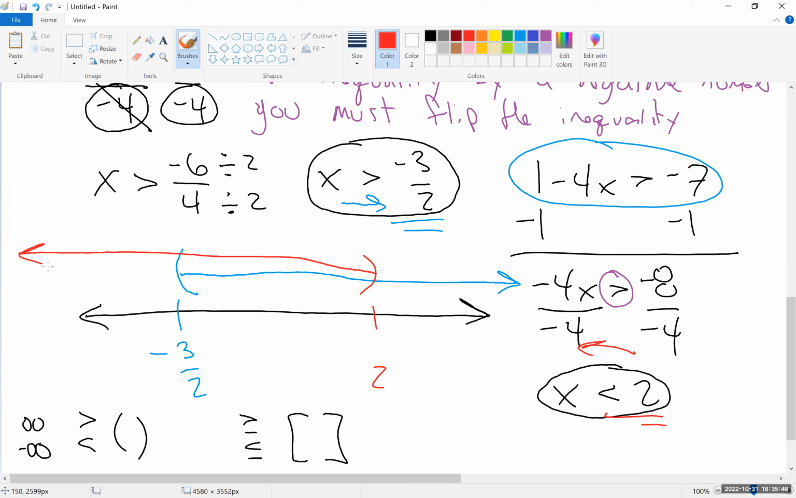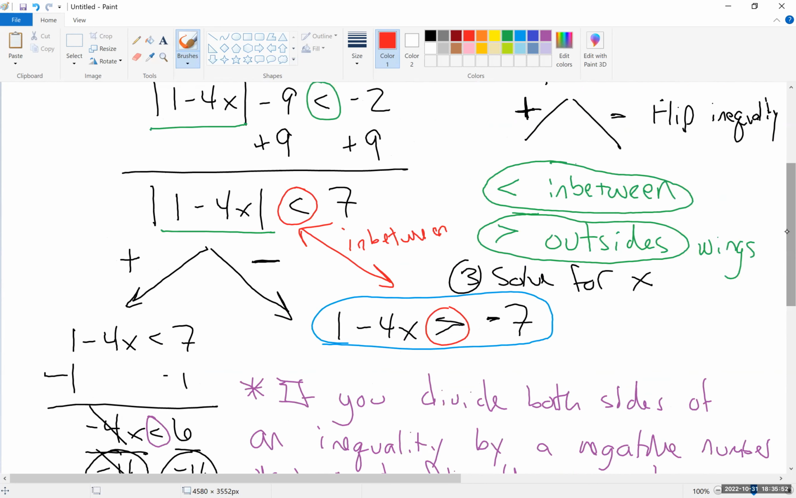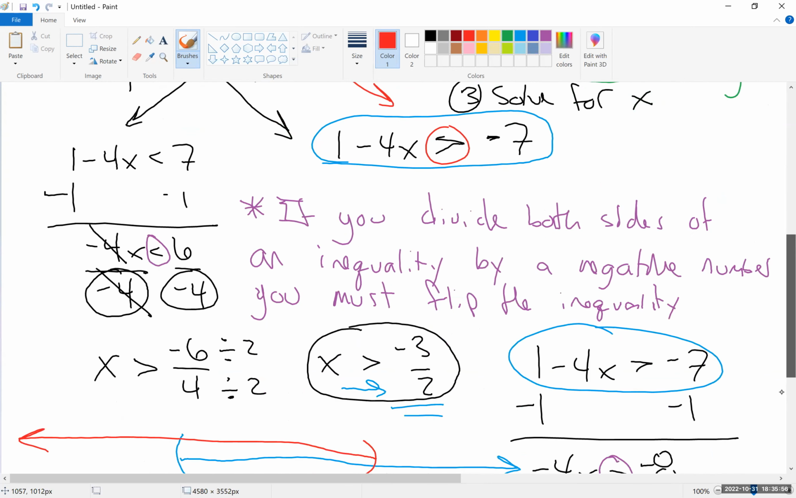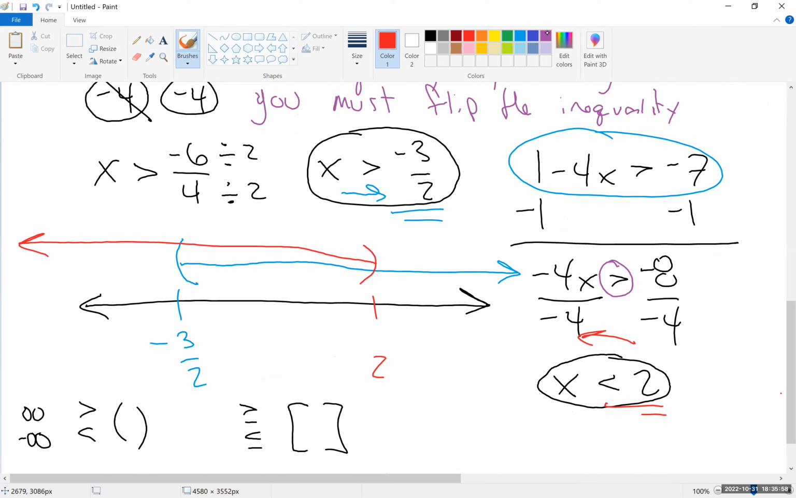And this is what I meant about between. Anytime you have a less than inequality, you're going to be between the two numbers. So your answer is where they overlap. The answer that they're looking for in the homework is negative 3/2 with a parenthesis, comma 2.